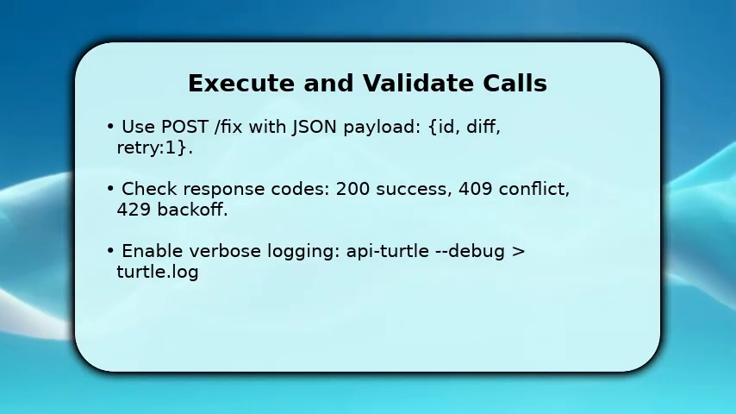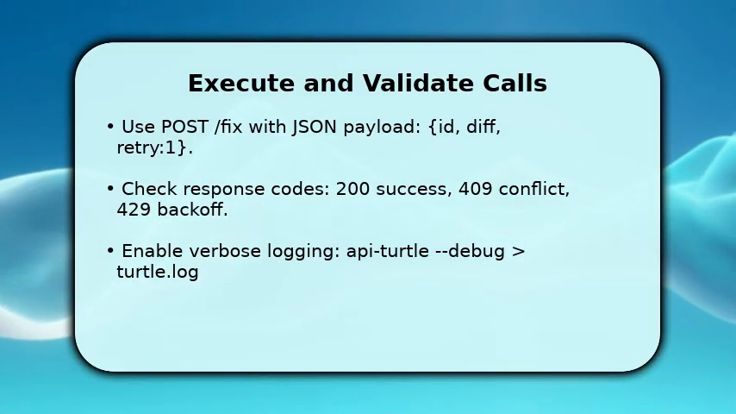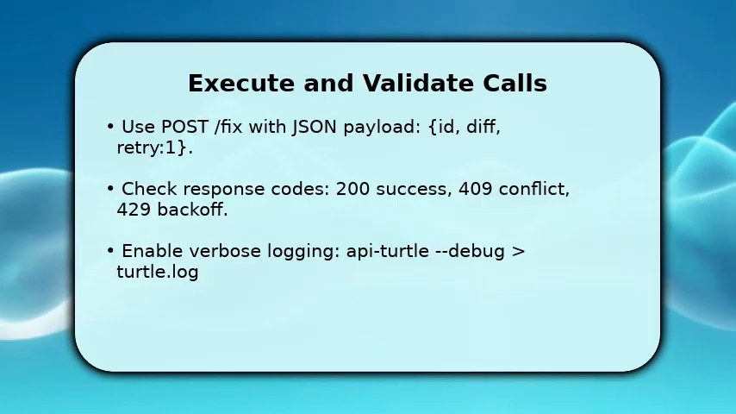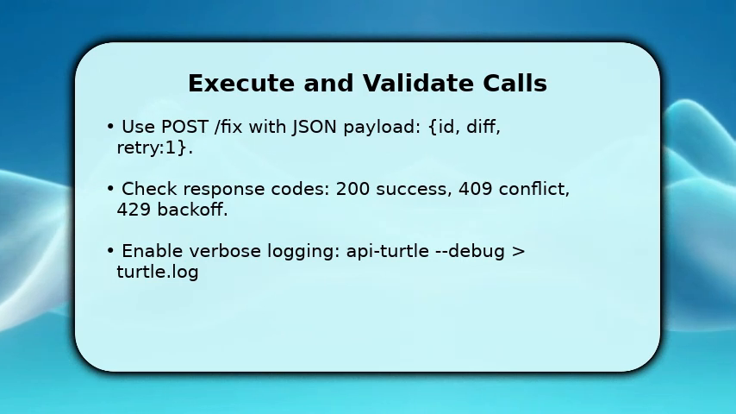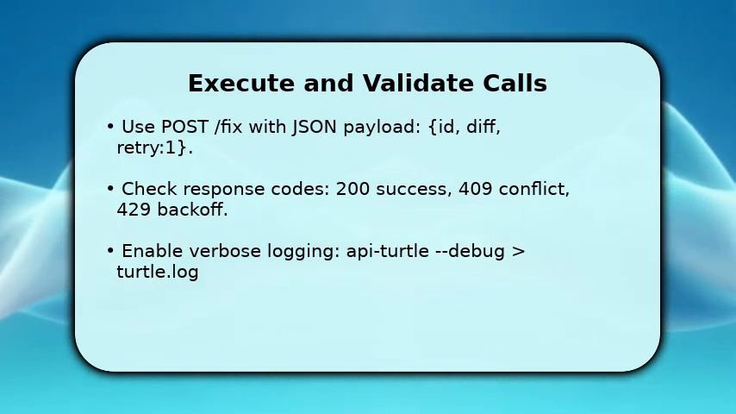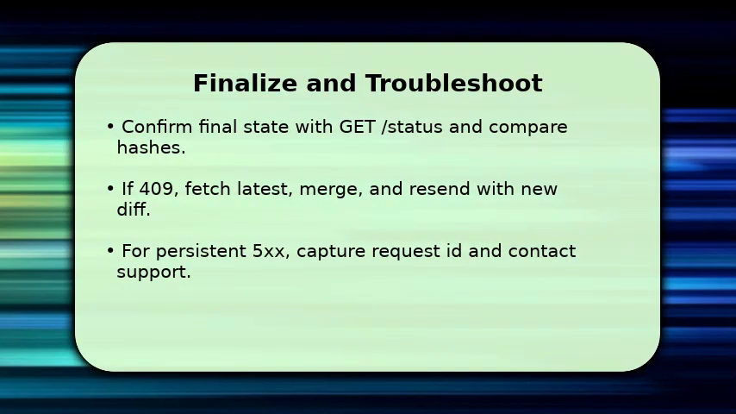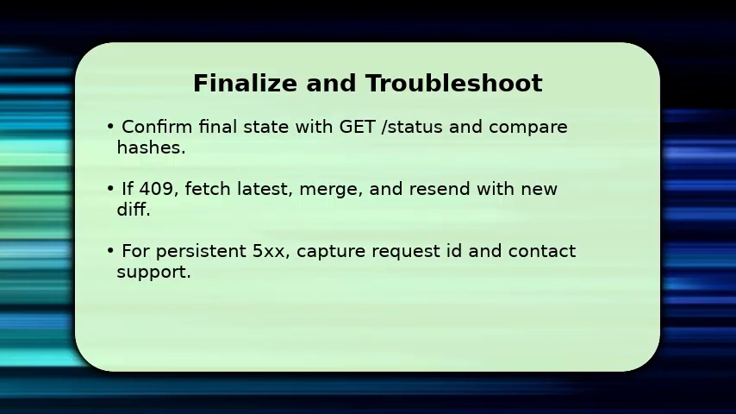Once sent, validate the returned patch hash against your local diff to confirm integrity. If you need deeper insight, enable verbose logging and stream logs to a file so you can replay the exact request/response sequence. You finish by confirming the change. Call GET /status to compare server hash to your expected hash, and then mark the task complete.